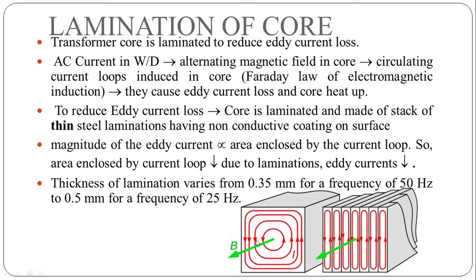So this can be understood by this diagram. See here, this is the core and here there is no lamination. That's why you can see that this is the flux and these are the circulating currents. Here we can see that the area enclosed by these circulating currents is very large. That's why, as eddy current is directly proportional to the area enclosed by the current loop, the eddy current is large. But if we make this core from thin steel laminations, then these current loops get distributed over a very small area. So we can see that the area enclosed by the current loop decreases. That's why eddy currents decrease. The thickness of laminations varies from 0.35 mm for a frequency of 50 Hz to 0.5 mm for a frequency of 25 Hz.